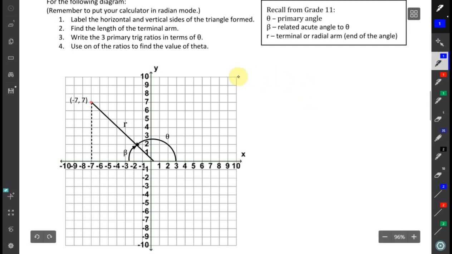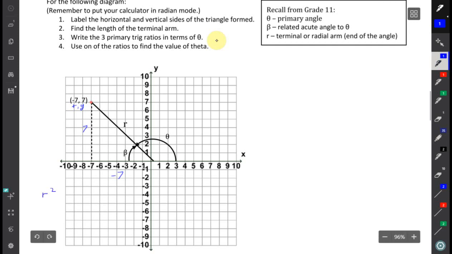We're being asked here to label the sides of the triangle first. So based on this point, this is X and Y. So this length here is 7, and this side length is minus 7. The adjacent and the opposite. And then this R here is not known, but we can use Pythagorean's theorem in order to find it.